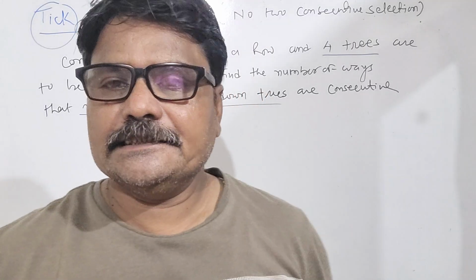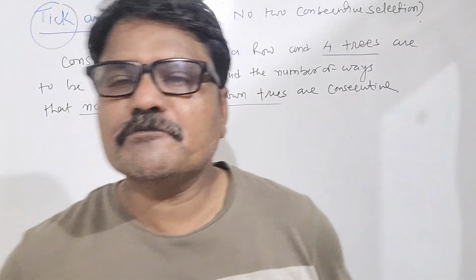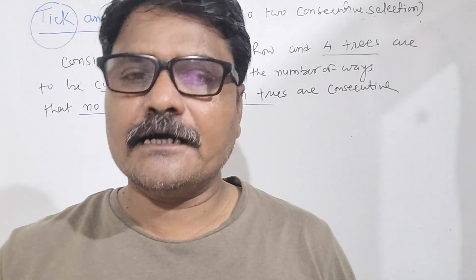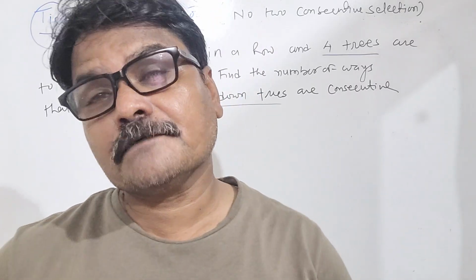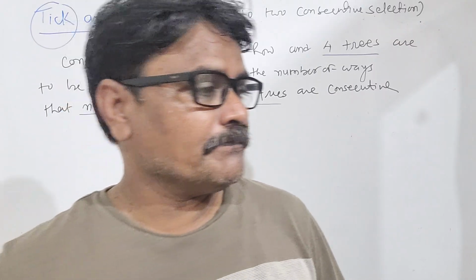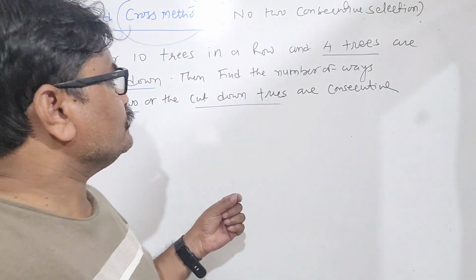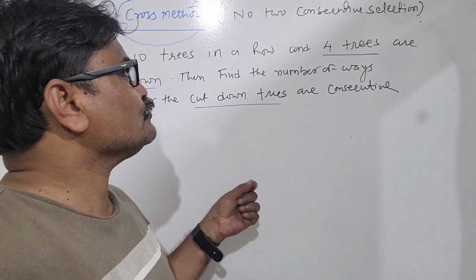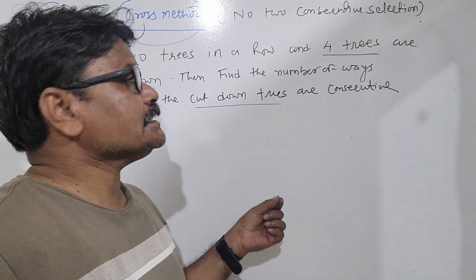Hello everyone. In this video we will see a question on permutation and combination that is very important, and this topic we learned in the last permutation and combination chapter. So what is this topic? The topic is the selection of objects out of which no two selections are consecutive.